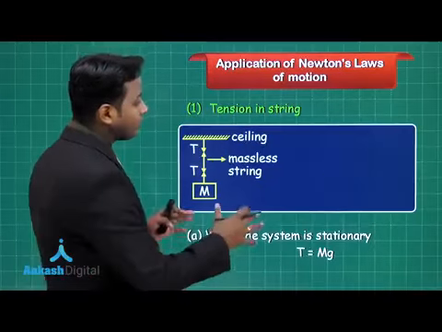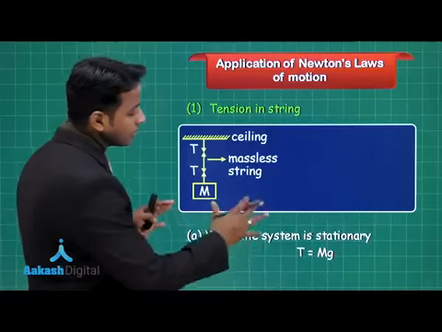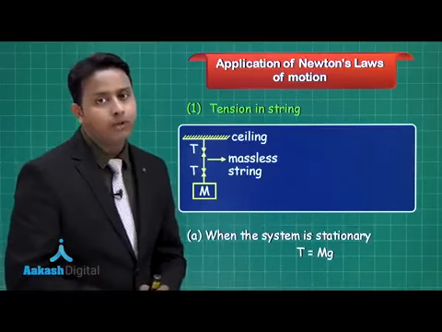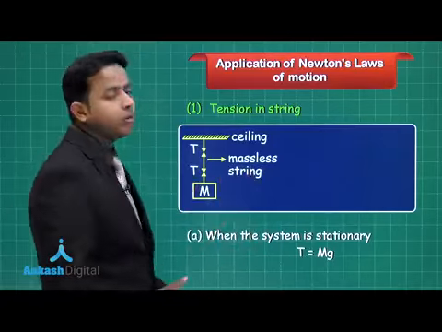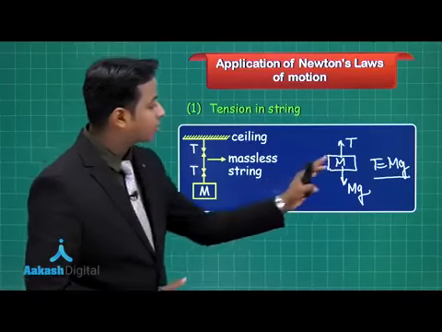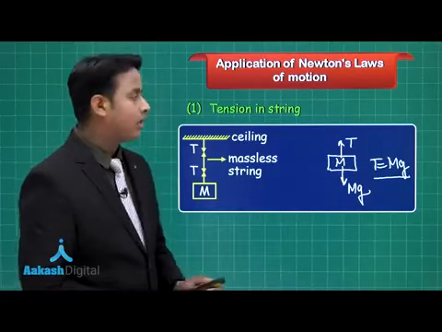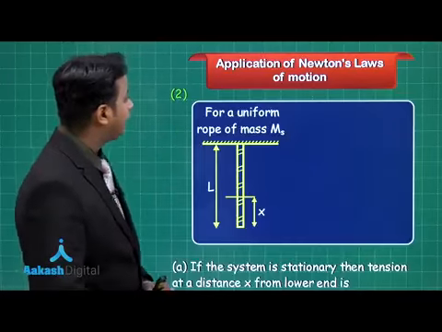So ultimately what we have seen here, when the system is stationary, the tension is equal to mg, and I hope the free body diagram which I have discussed here is very clear to you. So let's move ahead and see the next case.